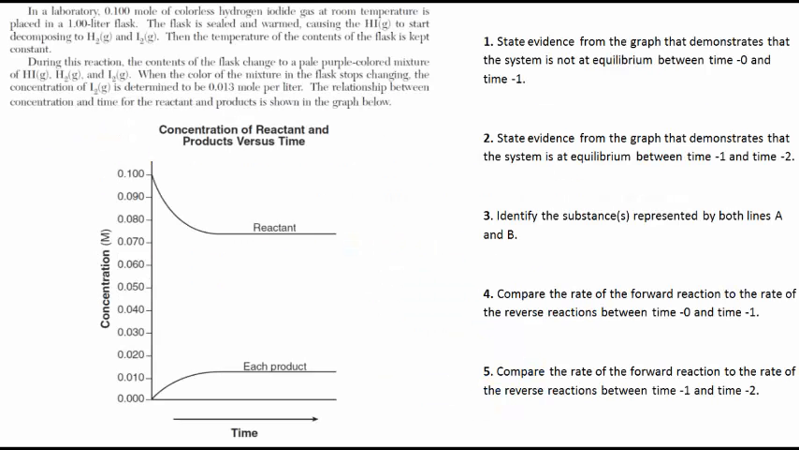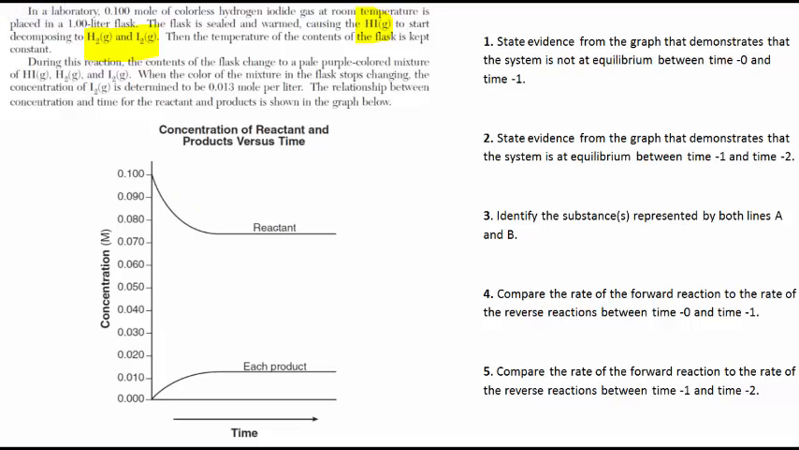Okay, last set of questions here. Taking up a lot of space, so it's hard to read the small text here. It says that in the laboratory, 0.100 mole of colorless hydrogen iodide gas at room temperature is placed in a 1-liter flask. The flask is sealed and warmed, causing the hydrogen iodide to start decomposing into hydrogen and iodine. During the reaction, the contents of the flask change to a pale purple mixture of hydrogen iodide, hydrogen, and iodine gas. When the color of the mixture stops changing, the concentration of iodine is determined to be 0.013 mole per liter. The relationship between the concentration and time for the reactant and products is shown in the graph below.